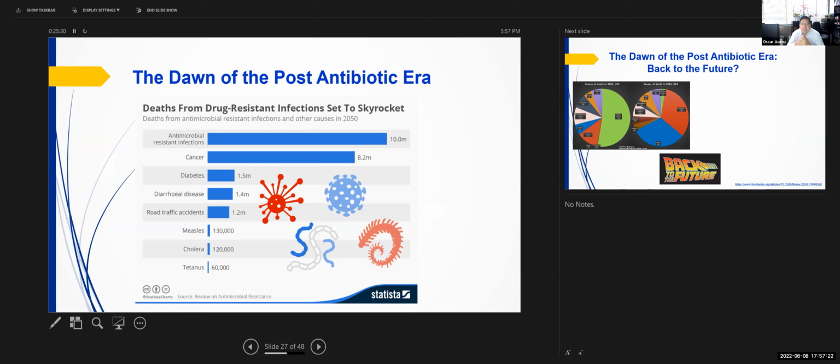So these are the deaths that have been predicted using a very conservative method to make these predictions. We're going to be losing around 10 million people due to antibiotic-resistant infections by 2050. Okay, more than cancer, more than all the other causes of disease that I'm showing here. So this is a very big number.